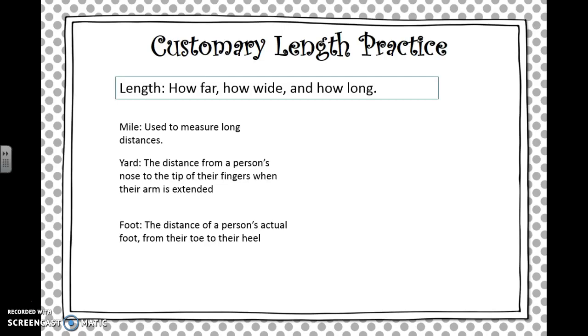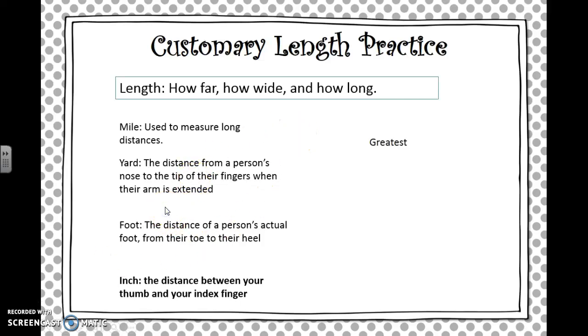Foot, we call it feet for a reason, the distance of a person's actual foot from their toe to their heel. And lastly, we have the inch, the distance between your thumb and your index finger. I have this one bolded, the inch, because this is our basic unit for measurement in length for customary. So when we were doing metric and we were doing length, does anybody remember the most basic unit for that one? If you said meters, then you are correct. We will be working with inches a lot and often converting to inches.